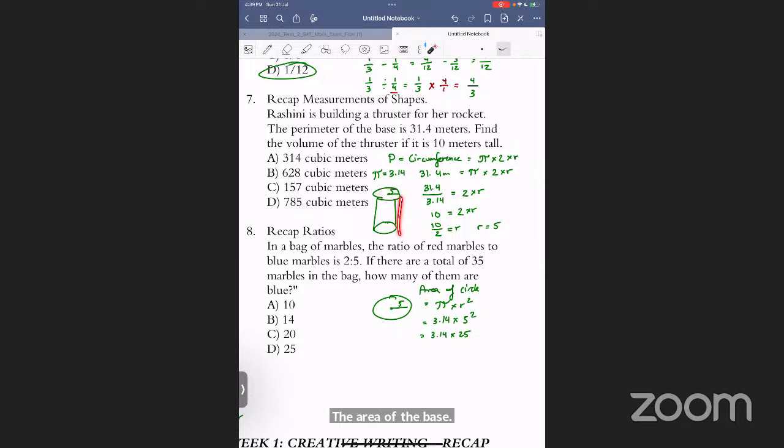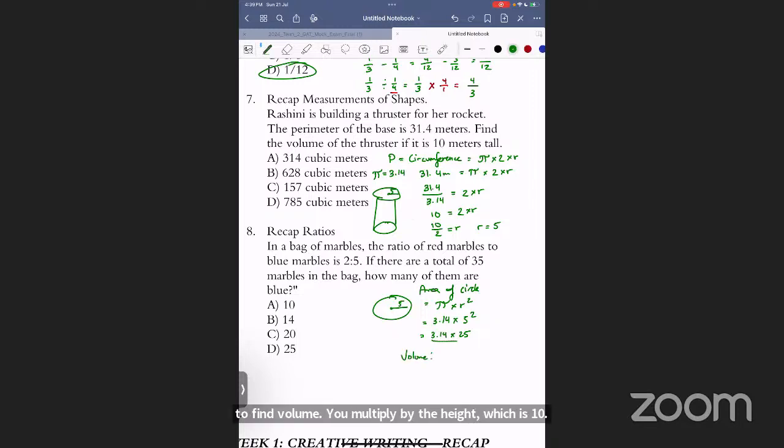Now to find volume, you multiply by the height, which is 10. So to find volume, you move this here, 3.14 multiplied by 25, and you multiply by the height. And that is, I would say, approximately 785 meters. Let me just double check. 3.14 times 25 times 10. Yep, 785 meters.